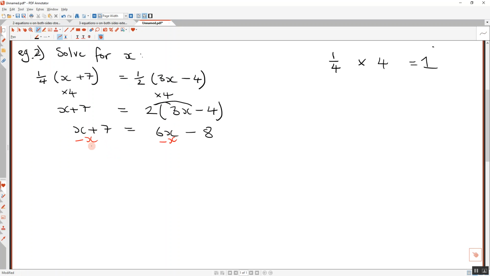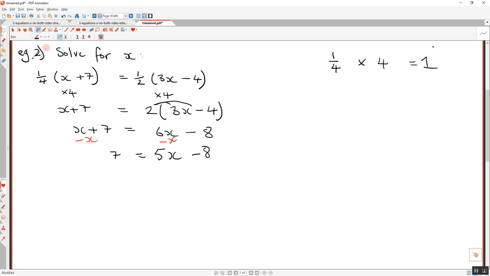Okay, so on the left-hand side, what have I got on this side? So those crossed out, and then 6x minus x would be 5x. Right, okay. And what else have you got on this side? Right. And on the other side, I've got 7. So I've got 7 equals 5x, take away 8.